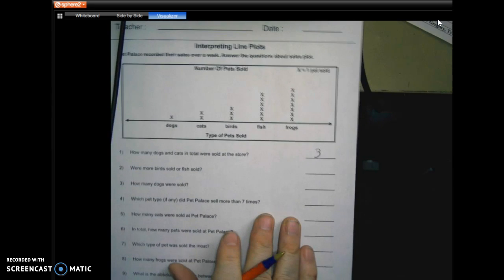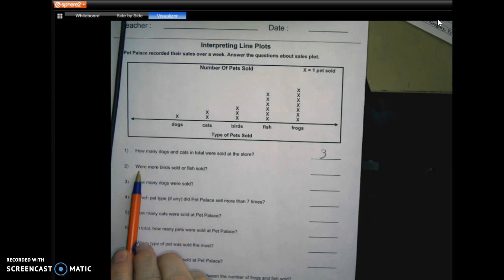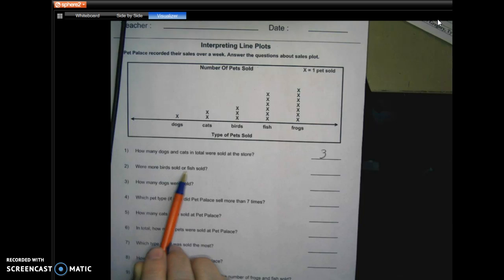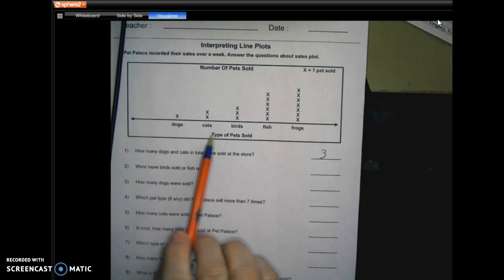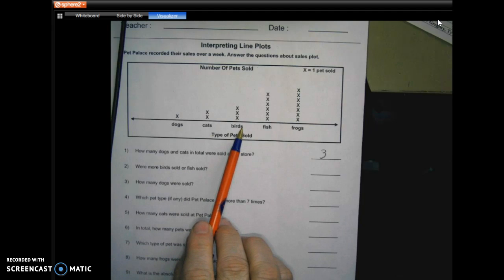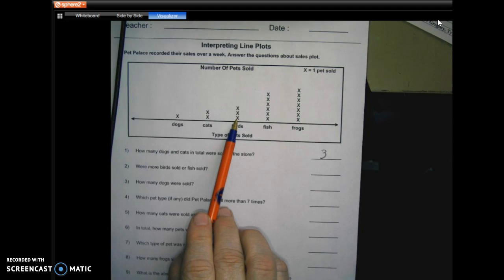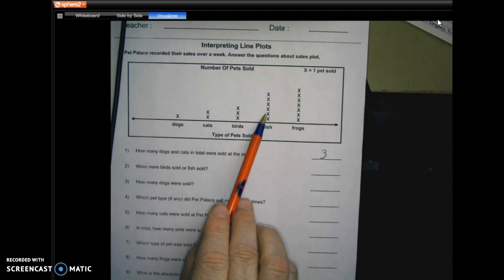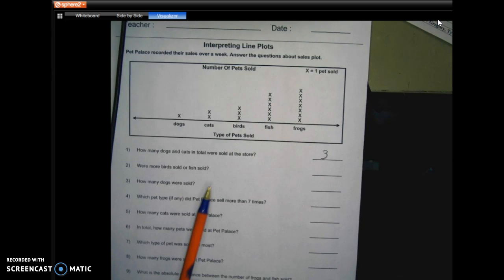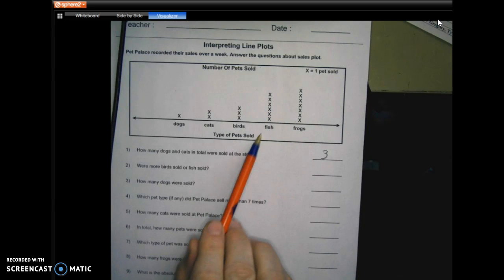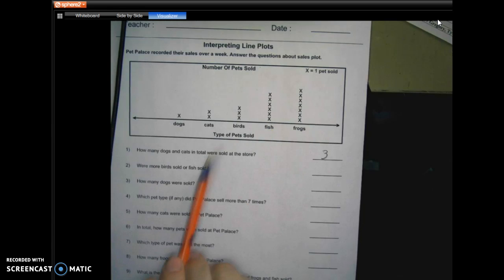For our second question, it says, were more birds sold or fish sold? So we come up here and we can look at the birds and we can look at the fish. Again, we're just comparing how many there are. On the birds, there's 1, 2, 3. On the fish, there's 1, 2, 3, 4, 5, 6. So on this one, we can see that there were more fish than birds sold.